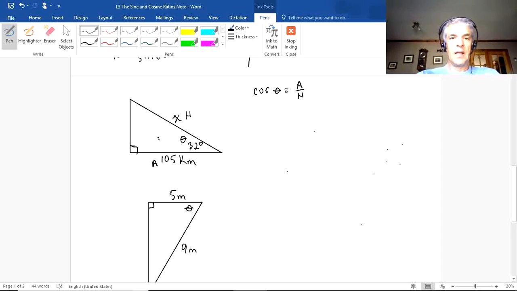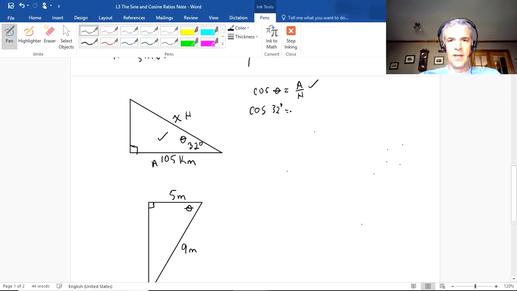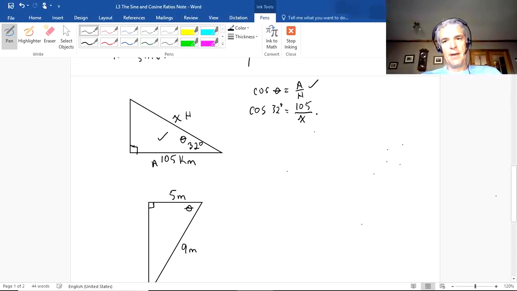So mark for labeling the triangle, a mark here, substitute. Okay, so it's going to be cos 32 degrees for theta equals A, 105, over top of x. I always label it x. Some kids just leave the big H in there, which is okay in many ways, but I like to label it as a variable of something different, right?